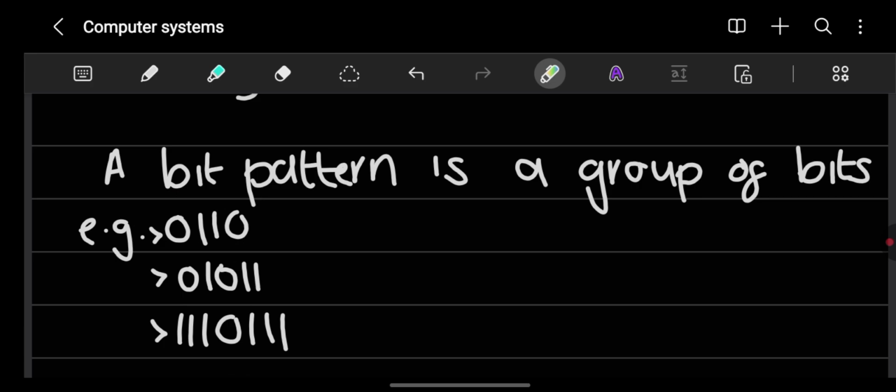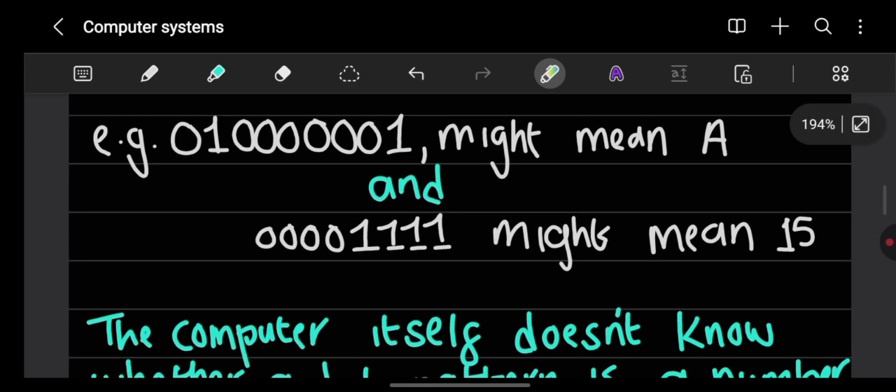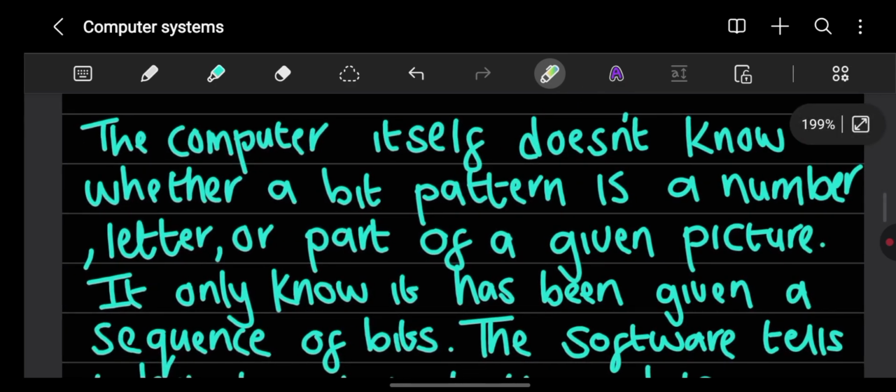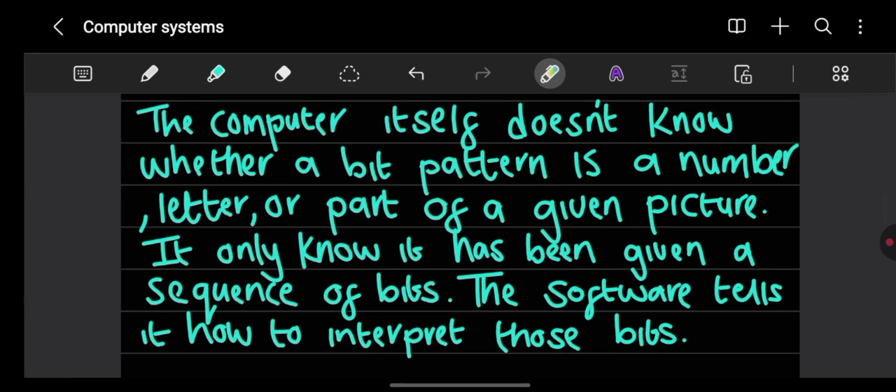Think of a bit pattern as a sentence, just like letters combine to form words. Bit patterns also combine to form important information in the computer. For example, this bit pattern might mean the letter A, and this bit pattern might mean 15. The one that means A can also mean an integer number. It can be anything, so a bit pattern might represent just information. But the computer itself doesn't know whether a bit pattern is a number, a letter, part of a picture, or maybe audio. It only knows it has been given a sequence of bits, and the software tells it how to represent or interpret those bits.